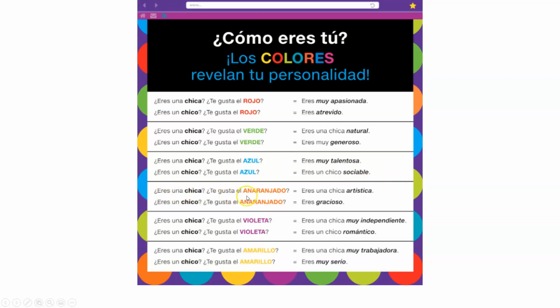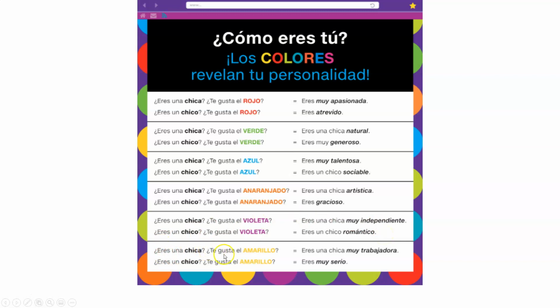Eres una chica, ¿te gusta el anaranjado? Yes, you're learning the colors at the same time. Anaranjado, orange. Eres una chica artística. You're an artistic girl. Eres un chico, ¿te gusta el anaranjado? Eres gracioso. You are funny. Eres una chica, ¿te gusta el violeta? What do you think violeta is? Yeah, violet, or another way to say purple. Eres una chica muy independiente. You're a very independent girl. Eres un chico, ¿te gusta el violeta? Eres un chico romántico. I'm sure you know what that means by now.